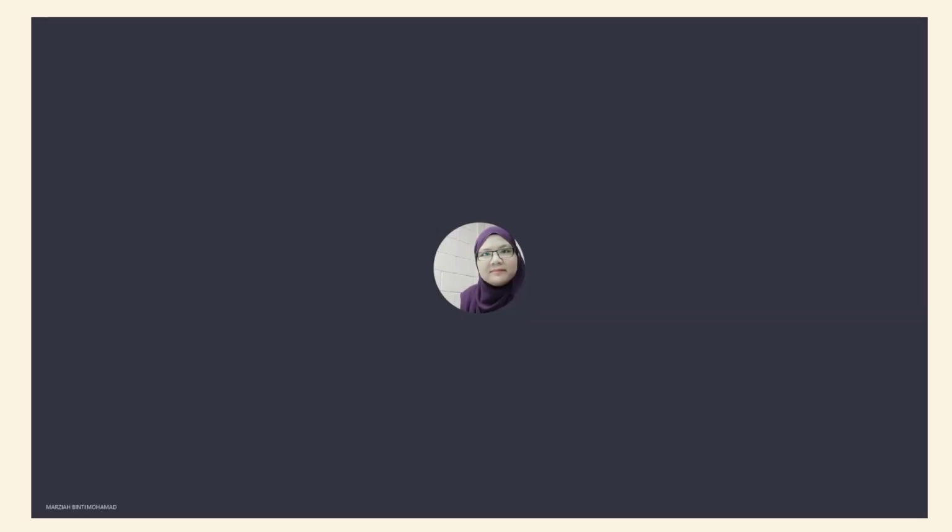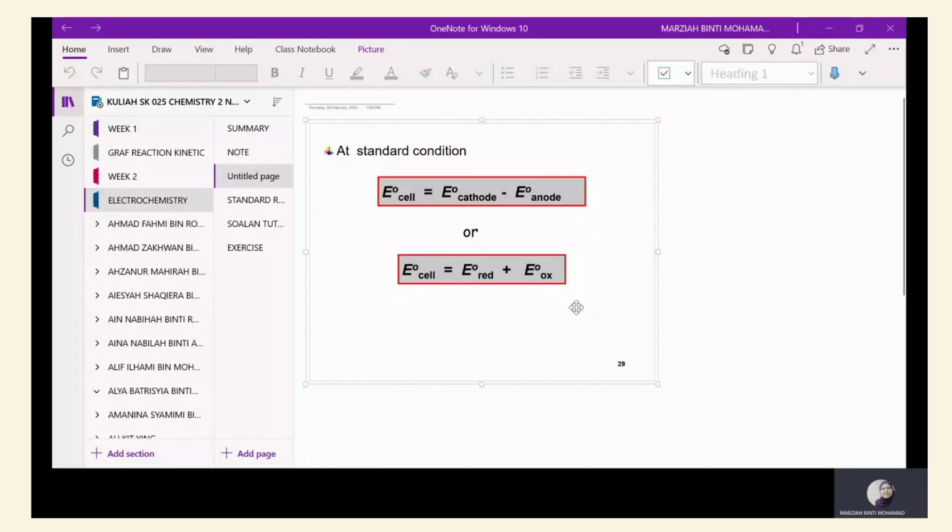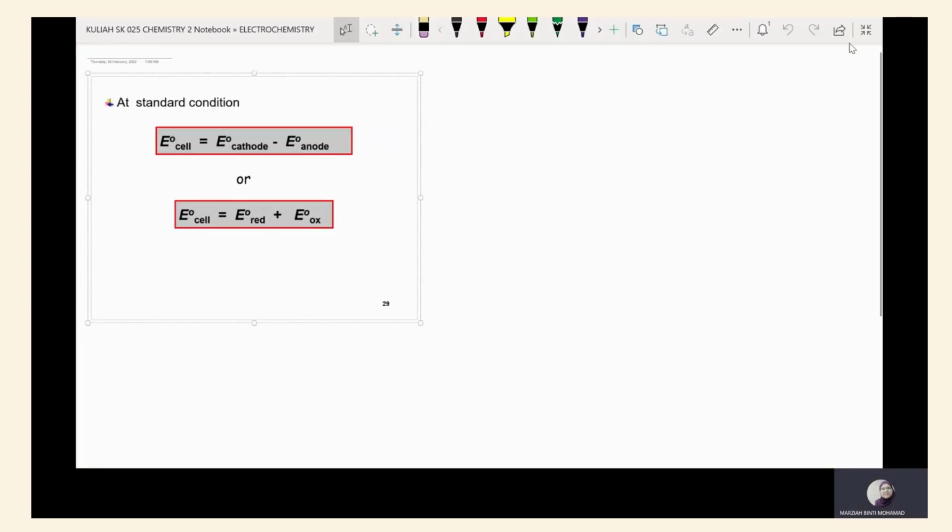Hello everyone. So in this video, I would like to share how to differentiate between these two formulas to calculate the E naught cell. As I mentioned previously, the E naught cell is a standard cell potential.